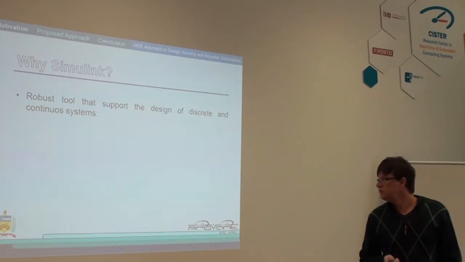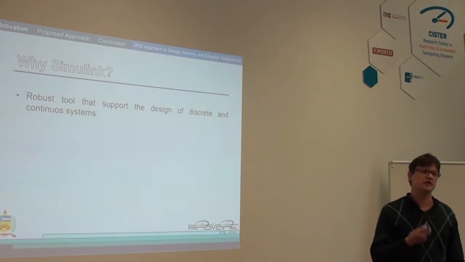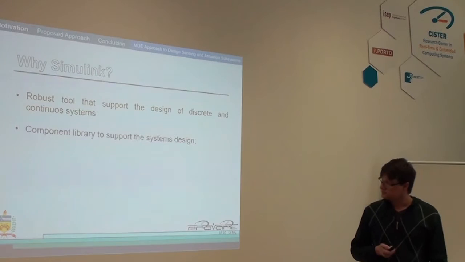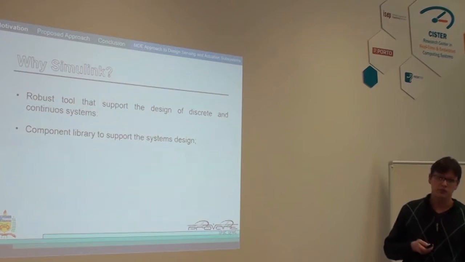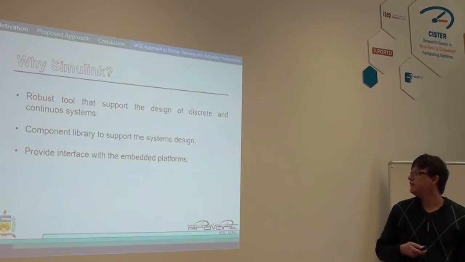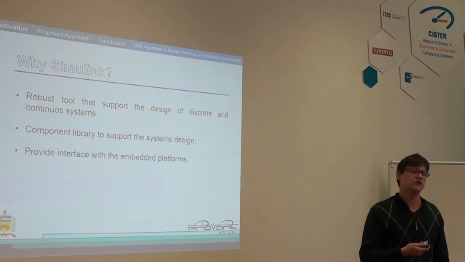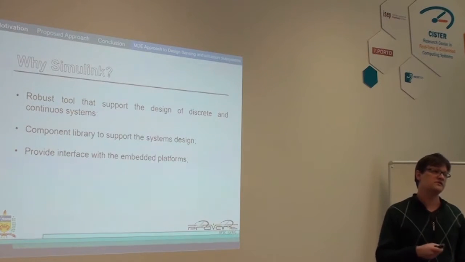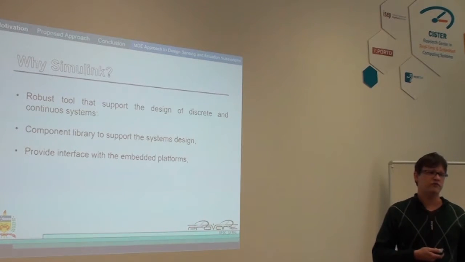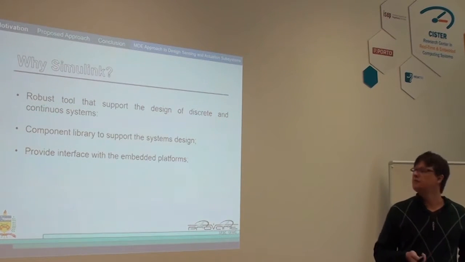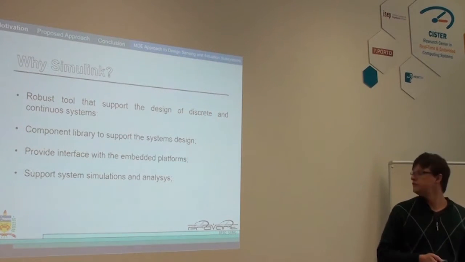So why did we choose Simulink to express the functional model? Because it's a robust tool that supports the design of discrete and continuous systems, has big component libraries to support this system design, and provides interfaces with embedded platforms like Discovery, BeagleBone Black, and other embedded platforms that we can design for directly in Simulink. Then we can evaluate the behavior directly on the embedded platforms, and it also supports system simulations and analysis directly in the tool.